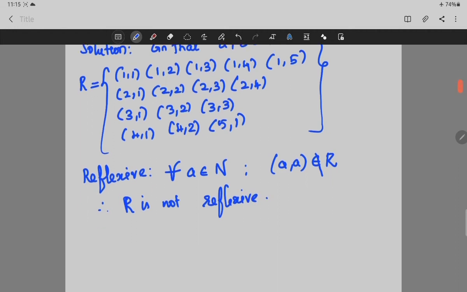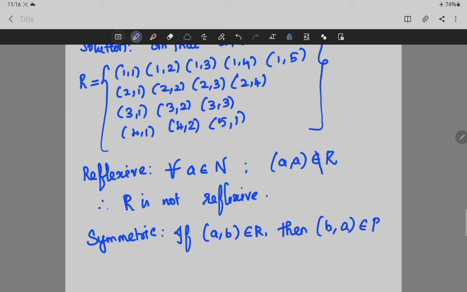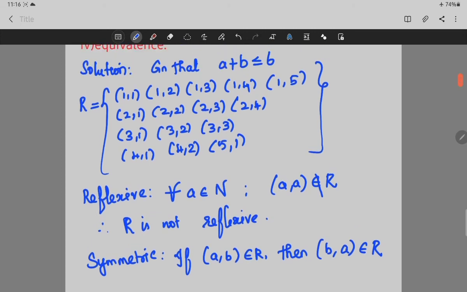So next one we are moving to symmetric. Symmetric means what? If the ordered pair A comma B belongs to R, then B comma A belongs to R. Okay, so we have to find such ordered pairs. You look at this here. If you consider 1 comma 2, you just consider this 1 comma 2. So what the ordered pair should be there? 2, 1. So if we have 1, 2.